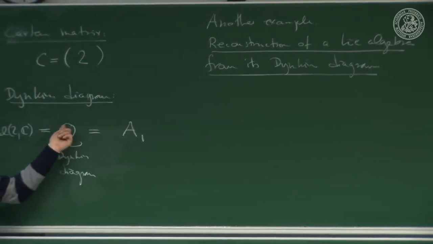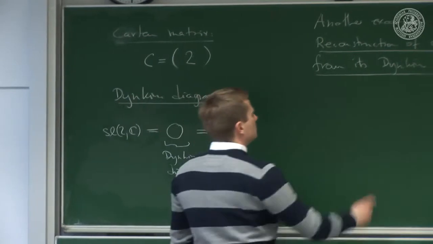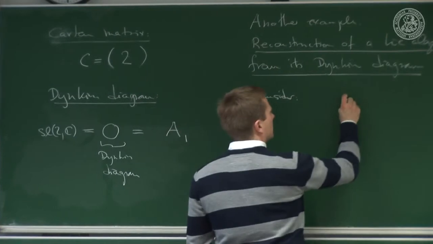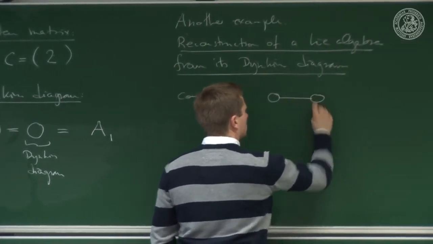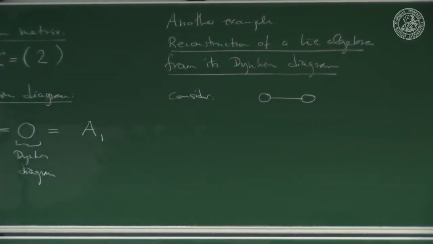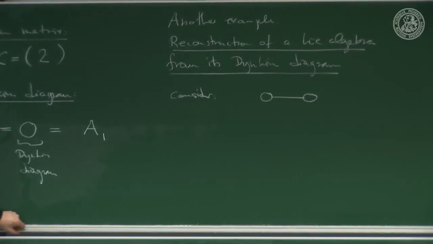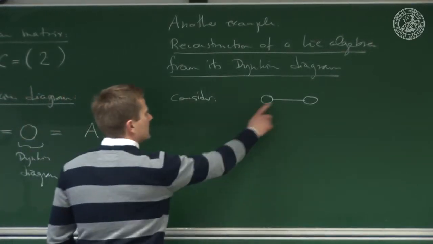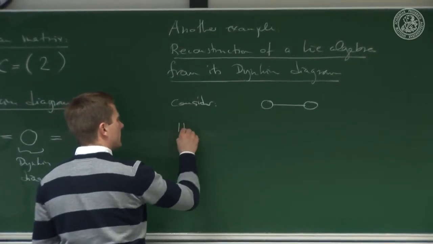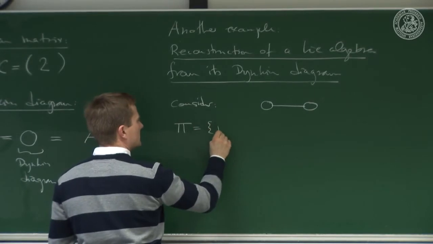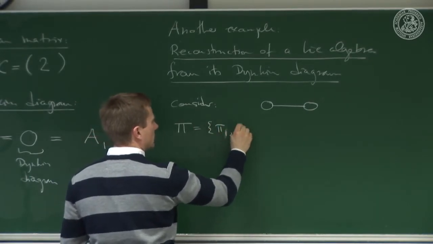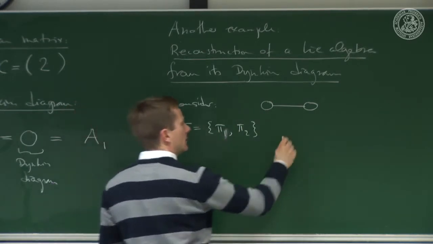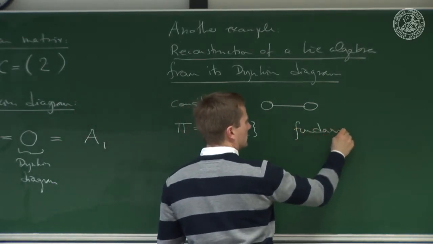But now we won't start with this one, this is too boring. We consider the Dynkin diagram that looks like this. Let's consider this guy. So how do you reconstruct from this the Lie algebra? Well, obviously, you have two fundamental roots. So you have a fundamental root space that consists of two fundamental roots, because for every fundamental root, we have a circle. So these are the fundamental roots.